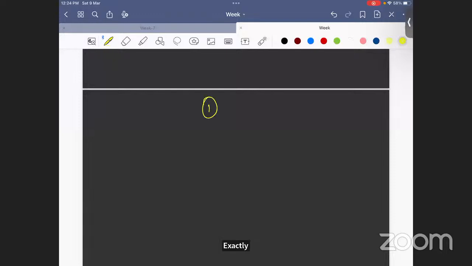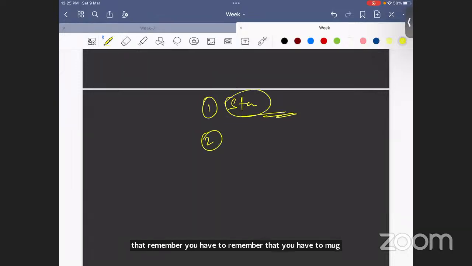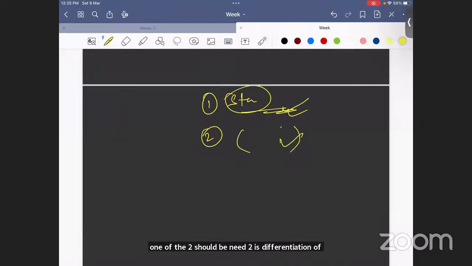At least you should be knowing the standard limits. You have to remember that, you have to mug up that, or you should be knowing how you get that. So one of the two should be known. Two is differentiation of some standard things. If you are using L'Hopital's rule, you have to know the differentiation of some standard functions. If we know these two, we'll be able to solve that.